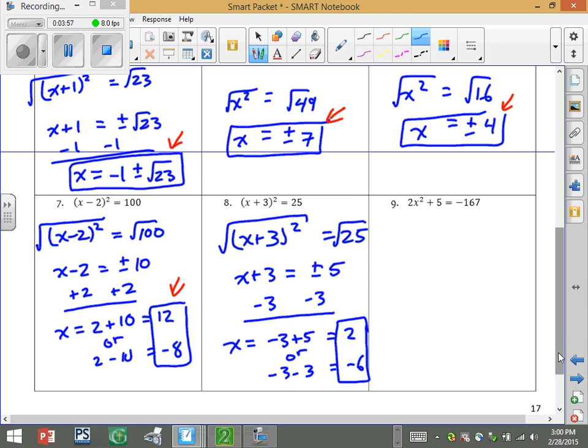And I would again encourage you, use Desmos to graph those two pieces, right? Do y equals x plus 3 squared and y equals 25, and then find the two intersection points. You'll see that they are 2 and negative 6.